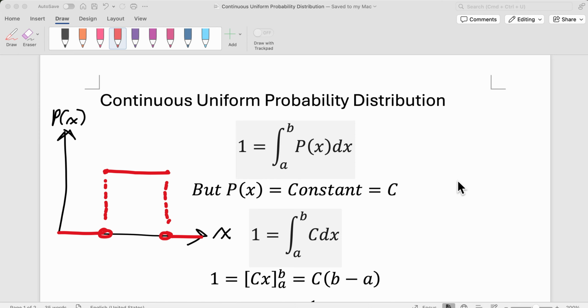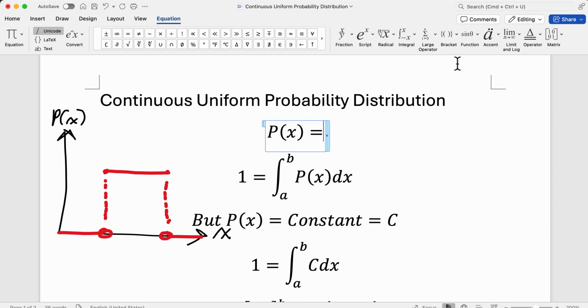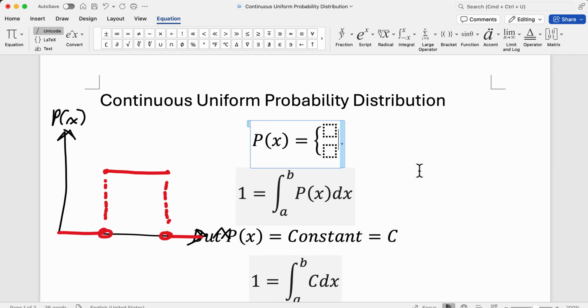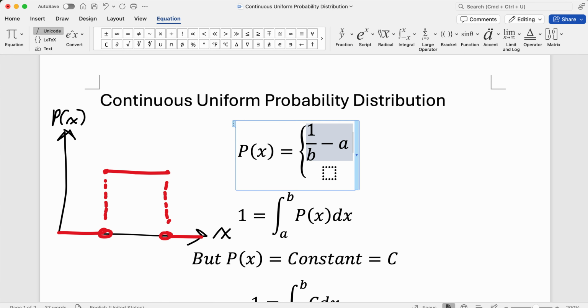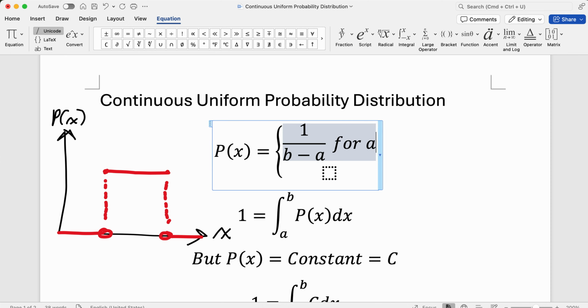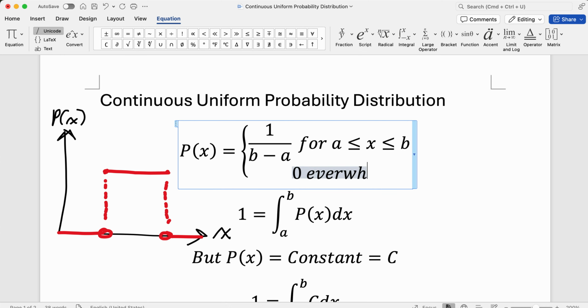Okay, anyhow, what's key about this is the probability density function is represented by this particular picture here, for your domain of real numbers. The probability density function is defined in the following way: p of x equals 1 over b minus a, for a less than or equal to x less than or equal to b, and 0 everywhere else.